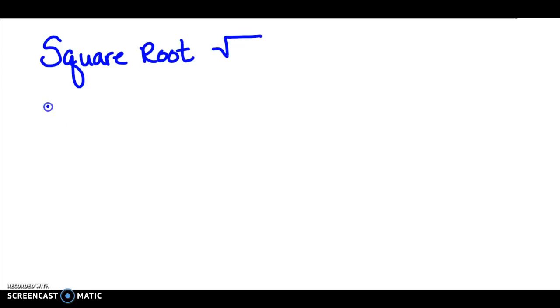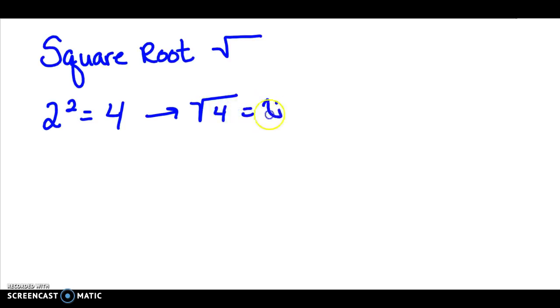So if I have 2 squared is 4, 2 times 2 is 4, then if I want to go backwards, I have to take the square root of 4, which is asking you what number times itself will give you 4, and that is 2. So the square root of 4 is 2. It goes backwards. It undoes the square.